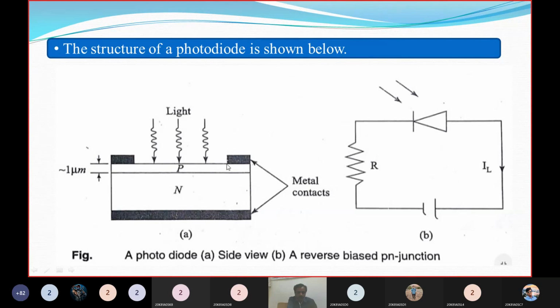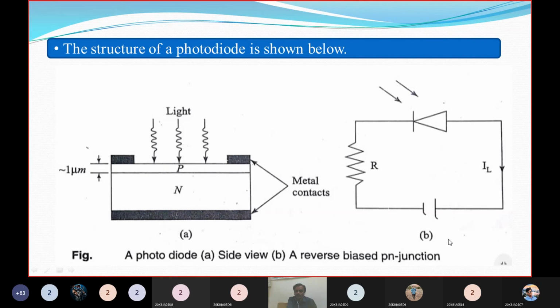In the P region, especially, there are two metal contacts, one on each edge, this side edge and this side edge. Through the metal contacts you can supply the power. In between those two metal contacts there is a gap, and that gap we call the window.